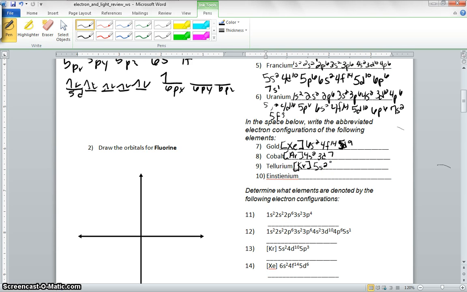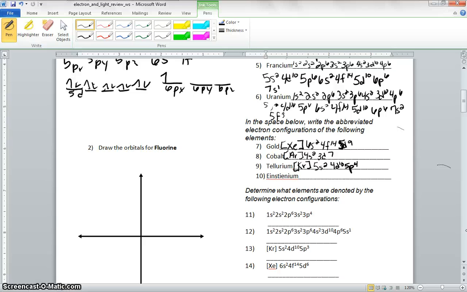And then it's going to take us to 4d10, and then 5p4. Then Einsteinium, which is number 99 in the F block.